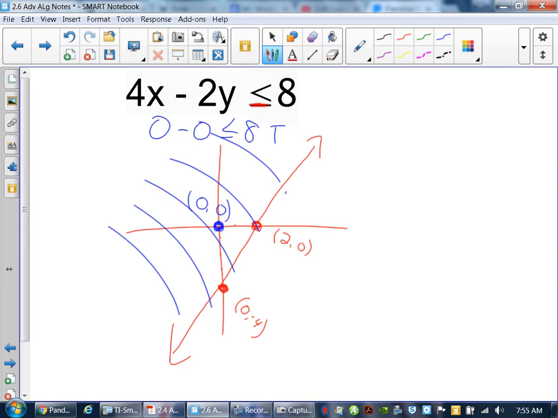Just remember, if your line doesn't go through the origin, great. Use the origin as your test point. If your line goes through the origin, pick any point. It doesn't matter. Use 100 and 100 if you want. It makes no difference at all. It will still work. It's either going to be true or false.